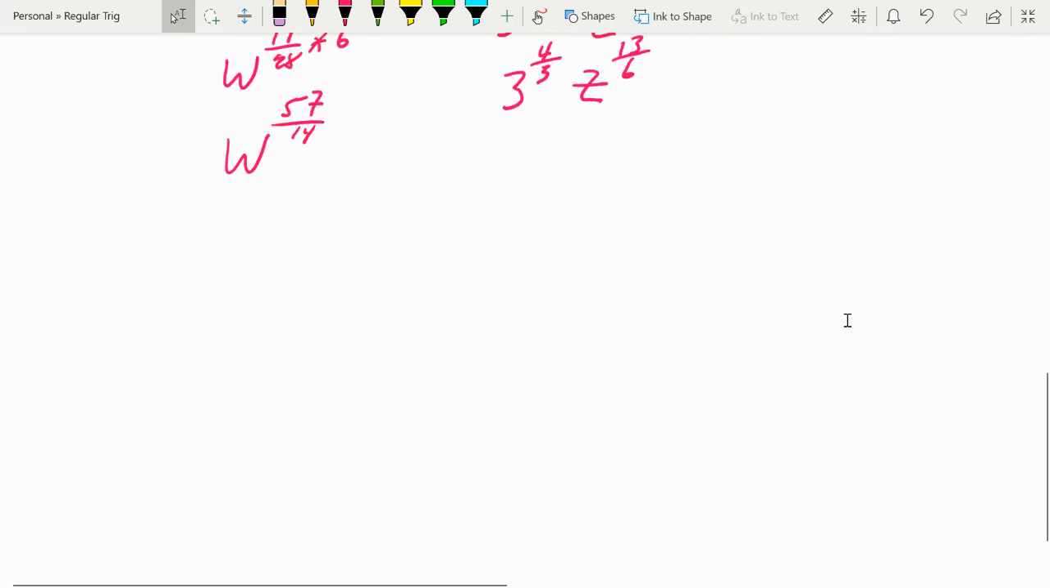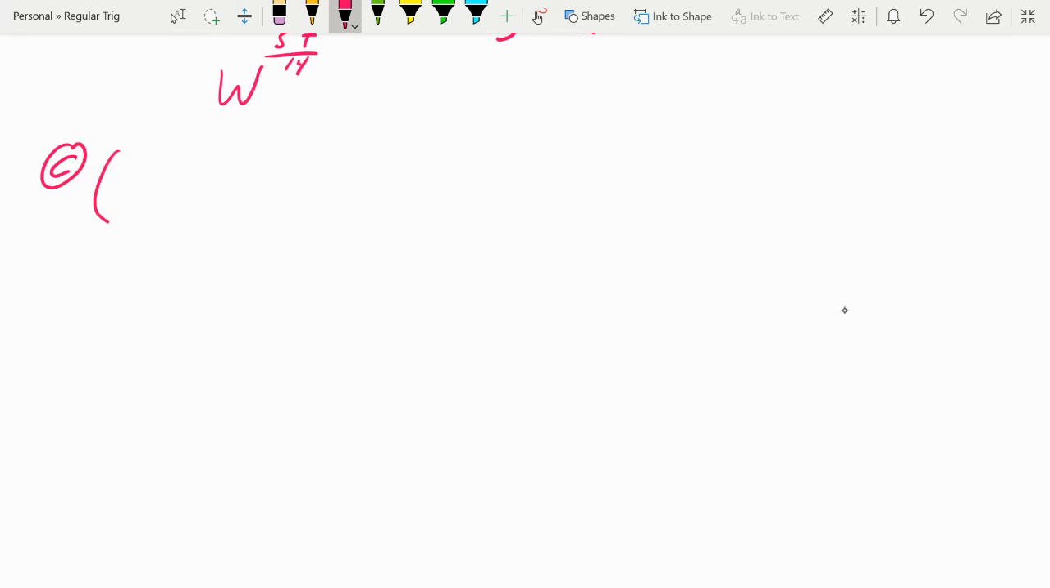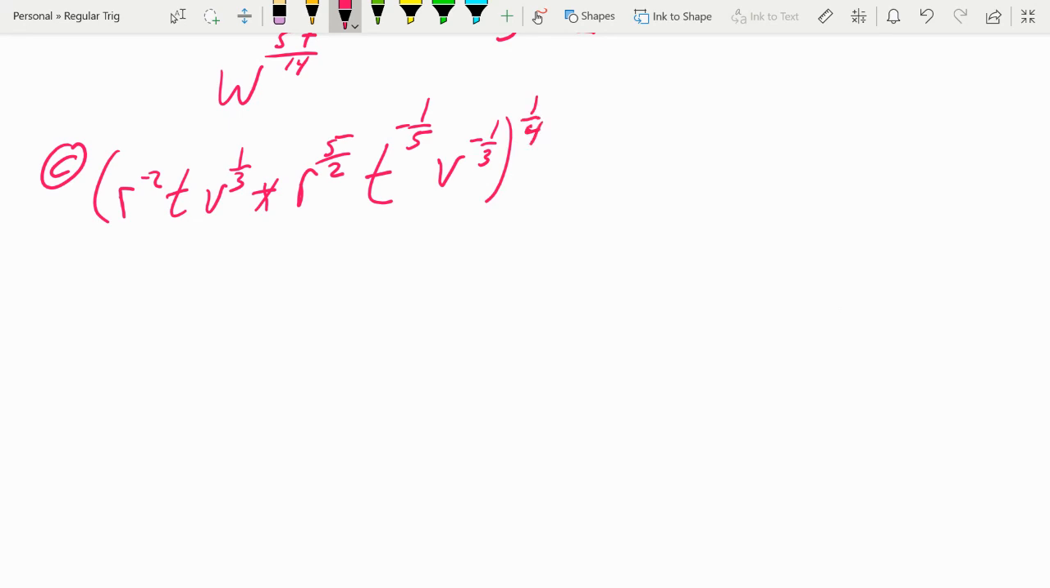All right, very last problem. Let's make an ugly one here. Let's make this one really ugly. All right. So I have r to the -2 power, t v to the 1/3 times r to the 5/2, t to the -1/5, v to the -1/3. All of this raised to the 1/4 power.